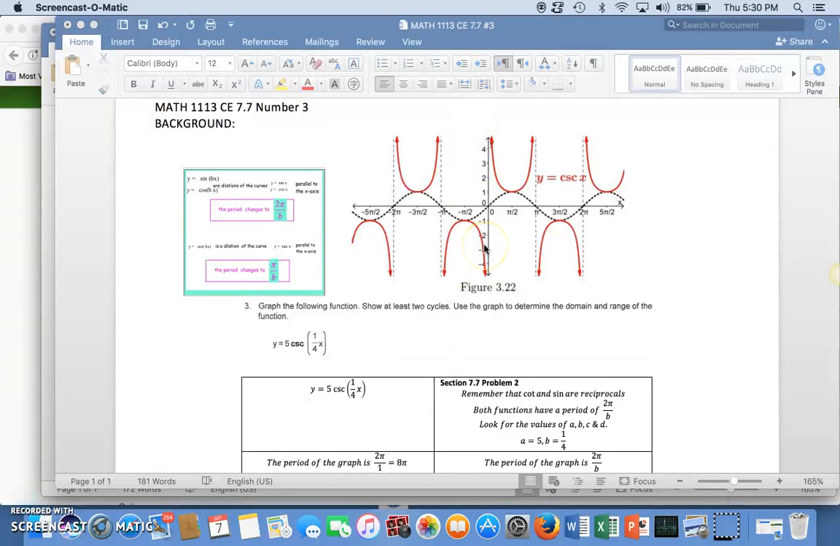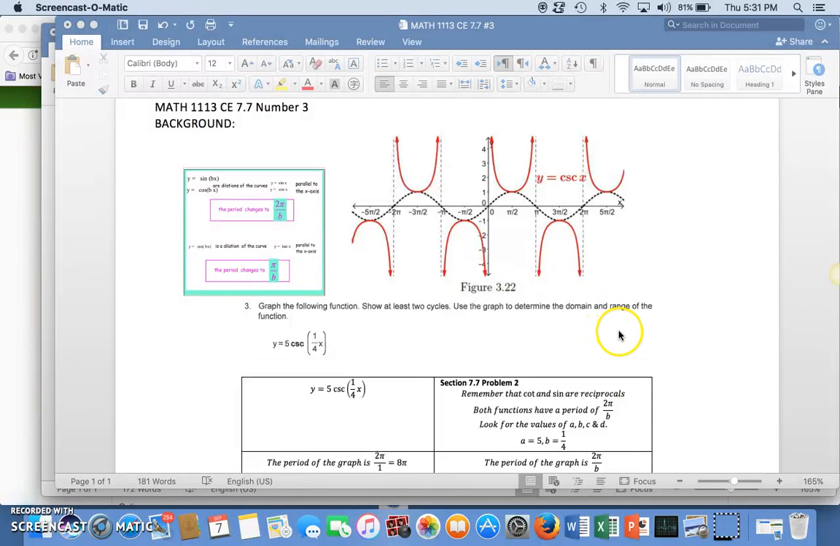To me, the easiest way to graph a cosecant is to graph the strategic points of the sine, or graph the sine graph and see what happens. Where the sine crosses the x-axis is where these asymptotes are going to appear. If the sine is high, then you're going to have what looks like a little parabola going up. When the sine is low, you're going to have a little parabola going down.